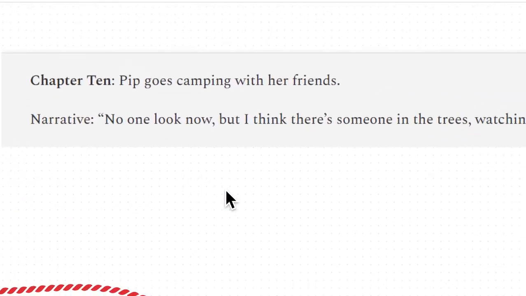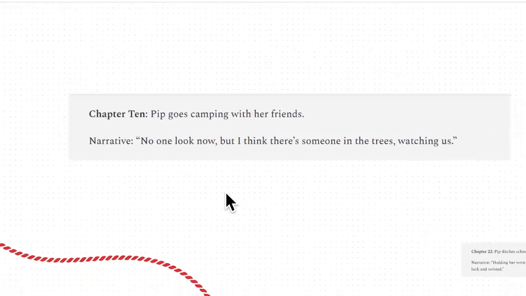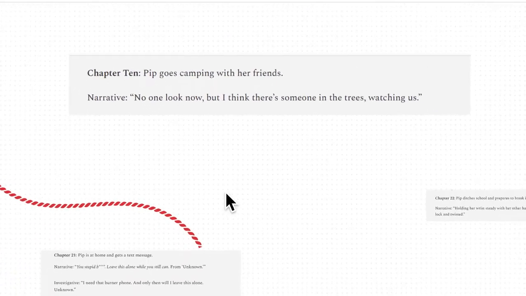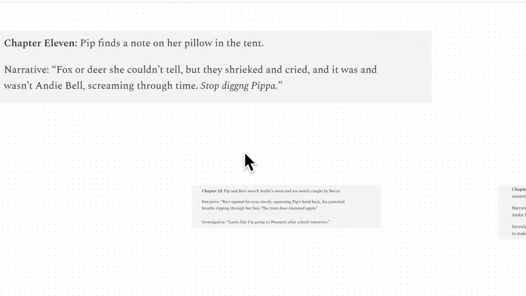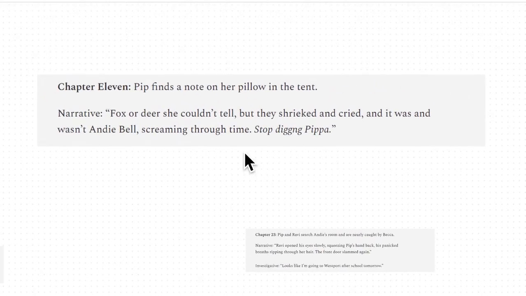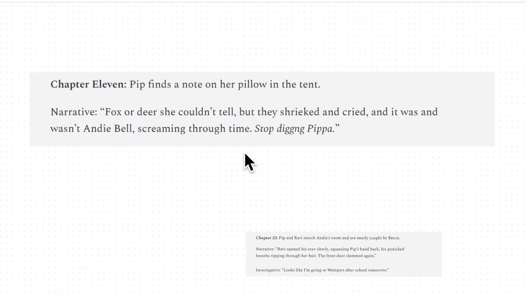In chapter 10, Pip goes camping with her friends. And the narrative last line is, "No one look now, but I think there's someone in the trees watching us." And that's really just a bounce into chapter 11, which is when Pip finds a note on her pillow in the tent. And the note says, "Stop digging, Pippa."